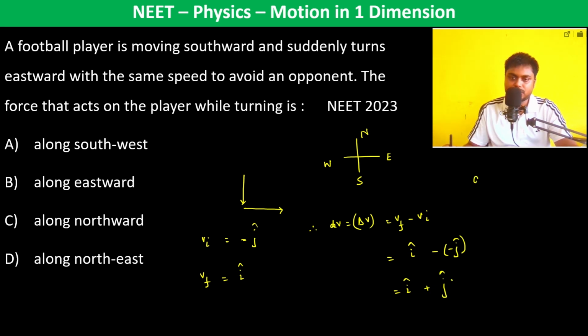Now since acceleration is equal to dv by dt, the direction of dv is going to determine the acceleration. So that is i cap plus j cap, that means the acceleration is towards this, so therefore the force is towards this. Okay, so this is along north east, so therefore D is the option.